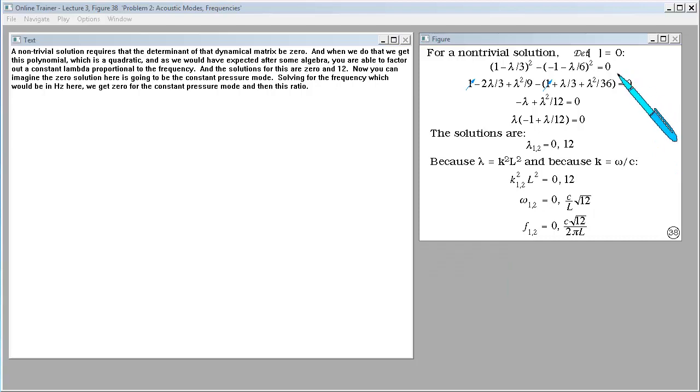And when we do that, we get this polynomial, which is a quadratic, and as we would have expected after some algebra, you are able to factor out a constant lambda proportional to the frequency. And the solutions to this are 0 and 12. Now, as you can imagine, the 0 solution here is going to be the constant pressure mode. Solving for the frequency, which would be in hertz here, we get 0 for the constant pressure mode and then this ratio.